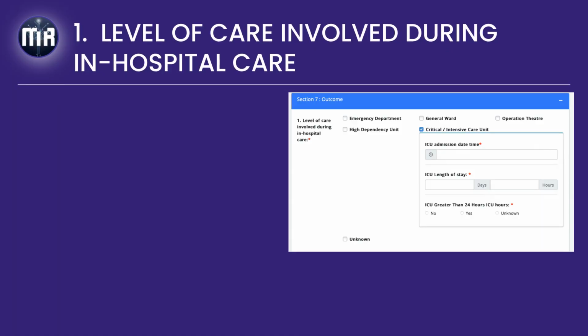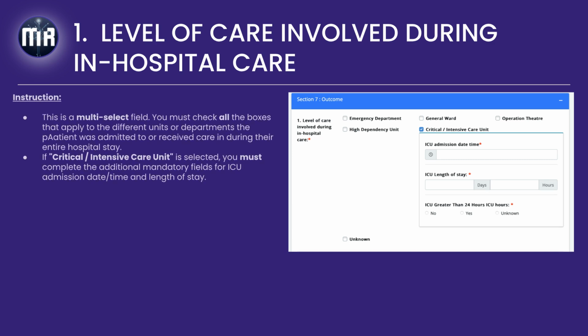We will now begin our detailed guide for Section 7, Outcome, starting with the very first field, level of care involved during in-hospital care. This field is designed to create a comprehensive map of the patient's entire journey after they have left the emergency department and are admitted to the hospital. Your instruction for this field is to treat it as a multi-select checklist. You must review the patient's complete inpatient record and check all the boxes that apply to the different units or departments the patient received care in.